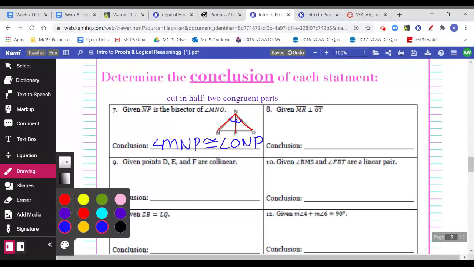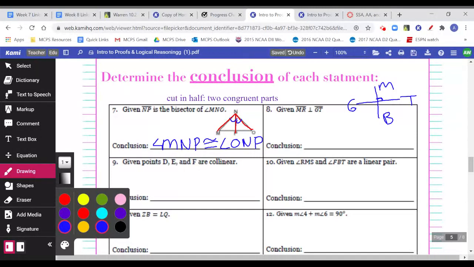Now let's look at number 8. It says, given that MR is perpendicular to GT. So let me just sketch out a picture real quick. I'm going to say MR is perpendicular to GT. Since they're perpendicular, I'm going to mark that little 90-degree angle there because that's what perpendicular means.